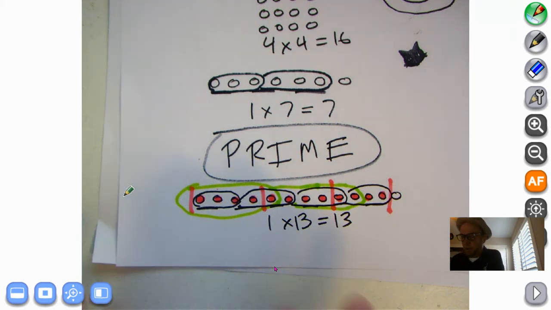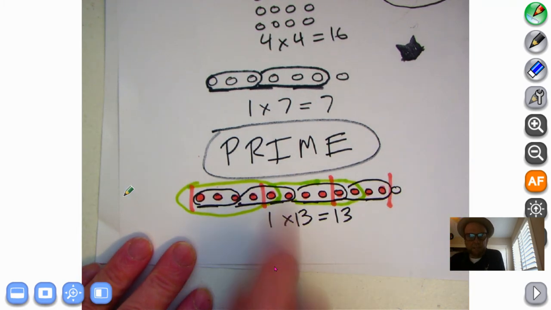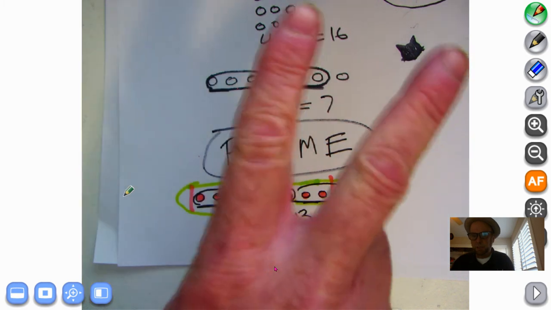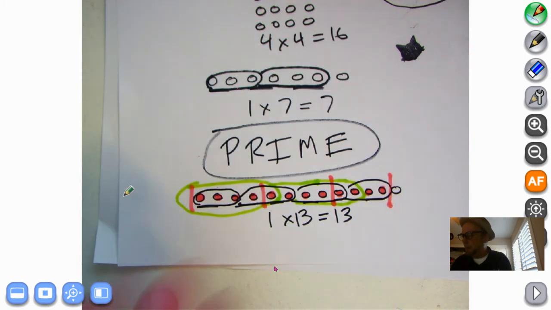So the only factors of 13 and 7 are 1 and the number itself. That's what makes them prime numbers. They have no factors other than those 2, 1 and themselves, and they're prime numbers.